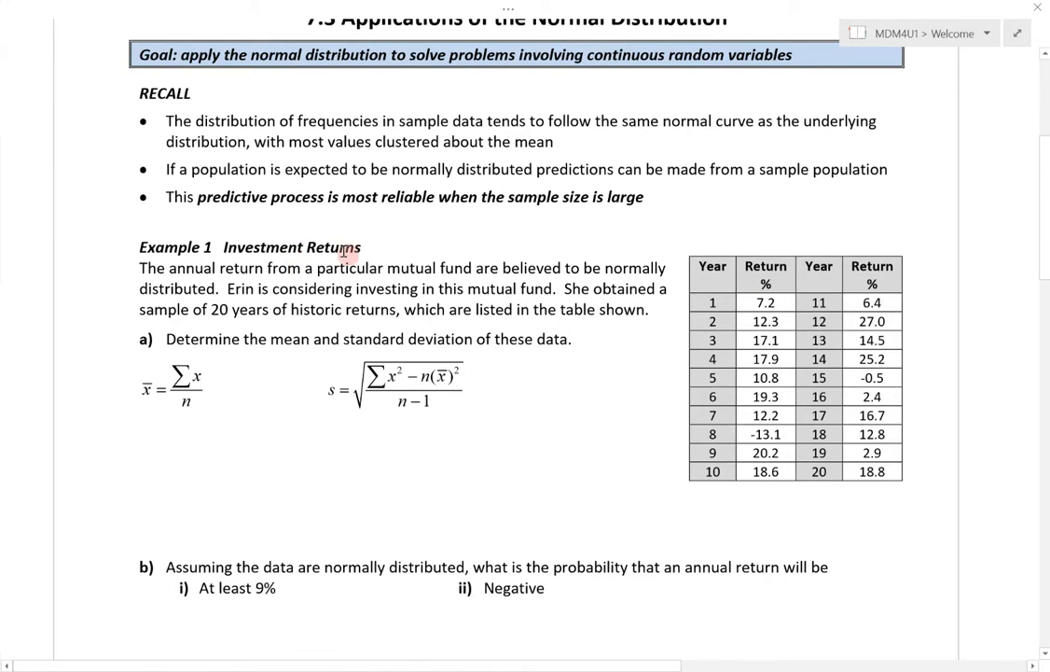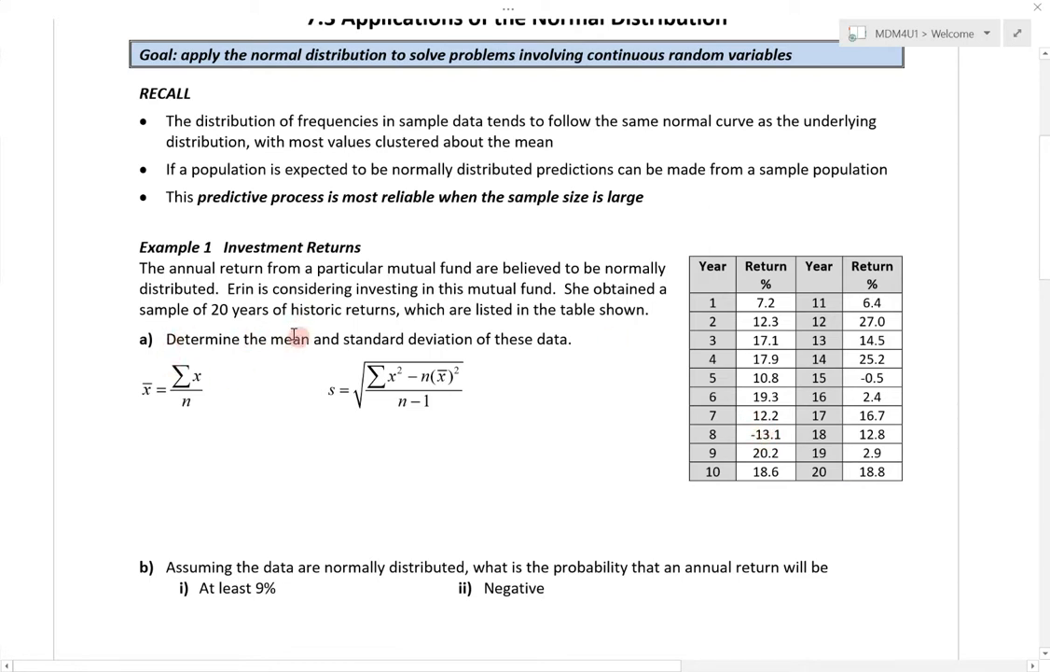Investment returns. The annual return from a particular mutual fund is believed to be normally distributed. Erin is considering investing in this mutual fund. She obtained a sample of 20 years of historic returns, which are listed in the table shown. So you can see all the returns on the investment for 20 years. Most are positive, and there's 1 year that's negative over here.